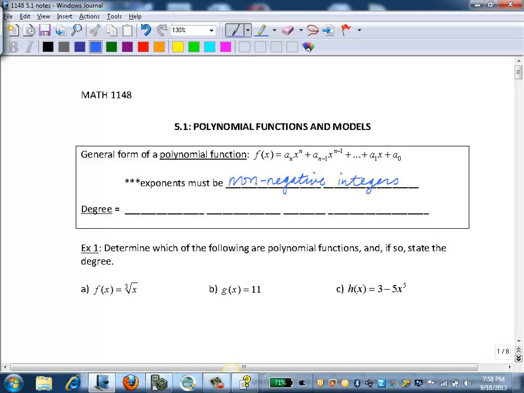So if they're non-negative, they must either be positive or 0. The degree of a polynomial function, since the polynomial function is the sum of a bunch of powers of x, is determined from the highest power that you see on the variable, the highest power of the variable.